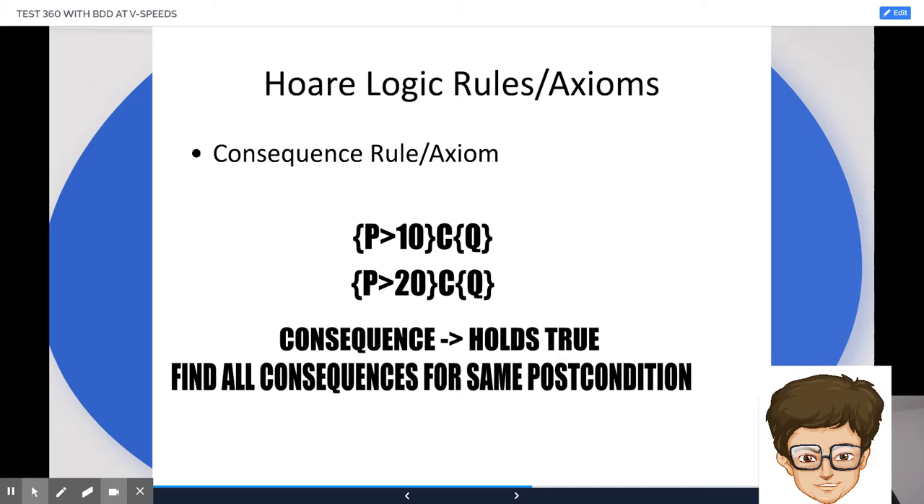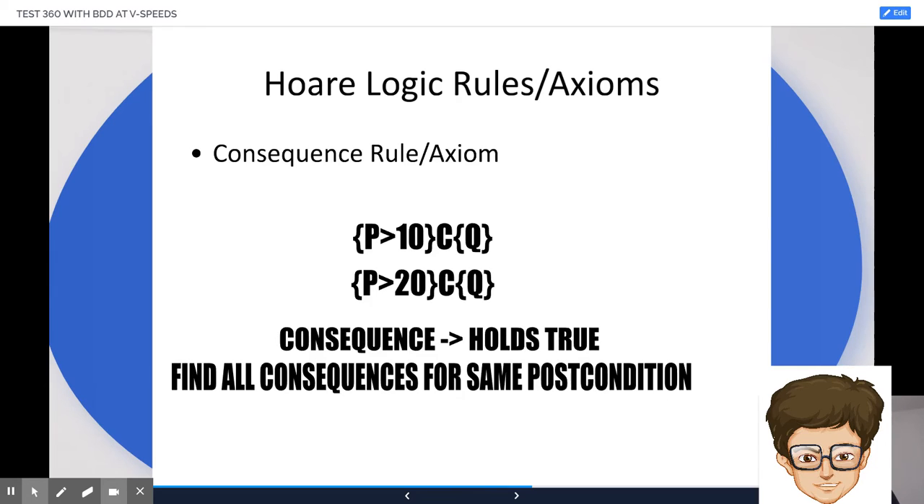So here we see a precondition, say p is greater than 10, and then we run a command, and then we see a postcondition Q, right? So the consequence holds true for the precondition greater than 20 as well. So that's what the Hoare axiom says: if we say that p is greater than 10, and you run a particular command and you are getting a postcondition, then if p is greater than 20, the same postcondition should be achieved if you run the same command.